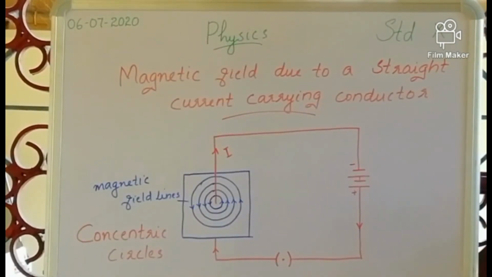Then the magnetic field produced decreases as the distance from it increases.